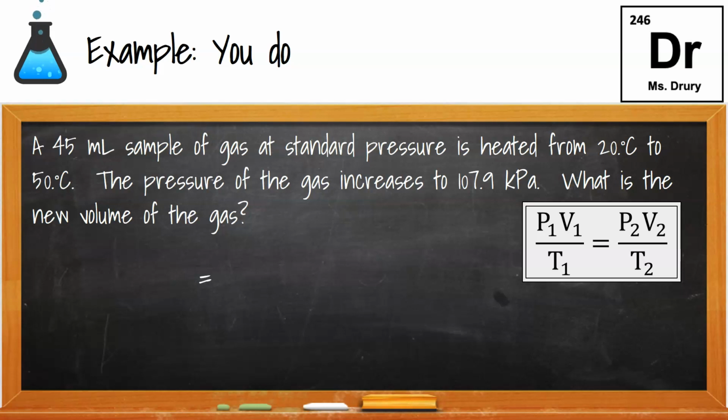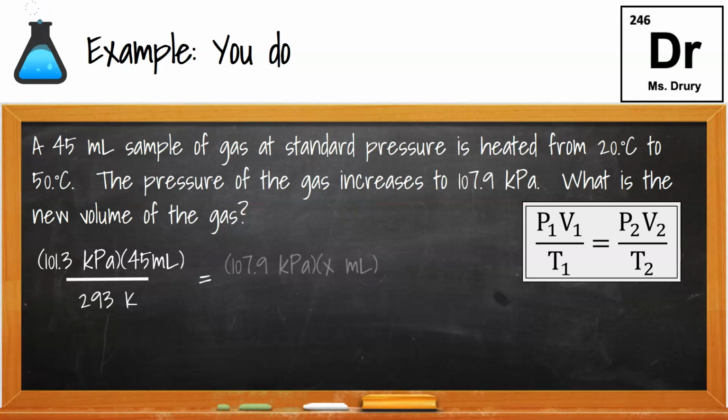Let's check to see if you did what you were supposed to do. Notice this one had all the numbers in it. So the pressure on Table A is 101.3 kilopascals to match the 107.9 that was given. The volume was 45, and we need to be in Kelvin, so 20 plus 273 is 293, and then 50 plus 273 is 323.